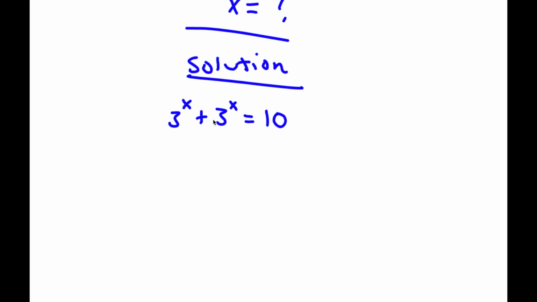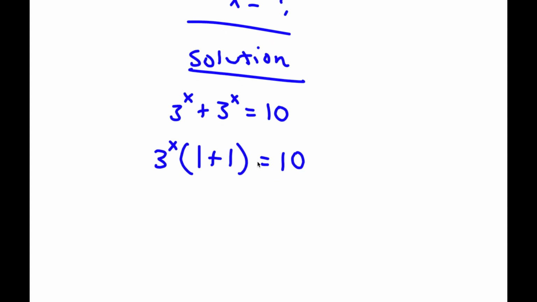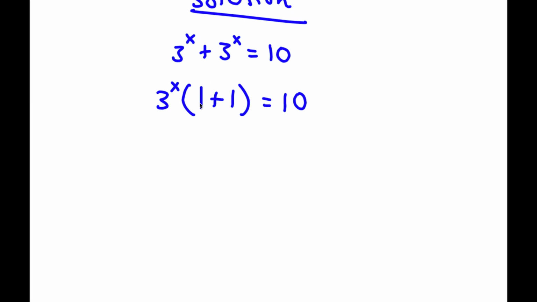Now what I'm going to do is I'm going to factor out 3 to the power of x from my left-hand side because both the terms are 3 to the power of x. So now I have 3 to the power of x times, 3 to the power of x divided by 3 to the power of x is 1. So I have 1 plus 1 is equal to 10. Now 1 plus 1 is 2. So I have 3 to the power of x times 2 is equal to 10.